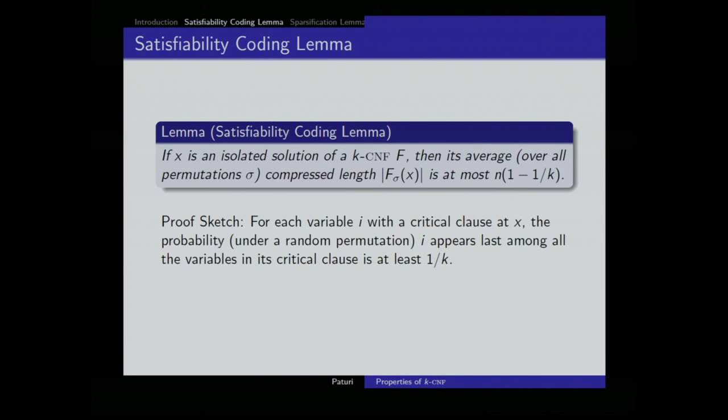Each clause has length k. Look at the corresponding critical clause for the variable i, and of the k variables there, the critical variable is likely to be the last variable among them with probability 1 in k. So therefore, with probability 1 in k, this particular variable can be compressed or deleted from the string. So the total average savings is n times 1 over k, that is, the total savings is a 1 in k fraction.